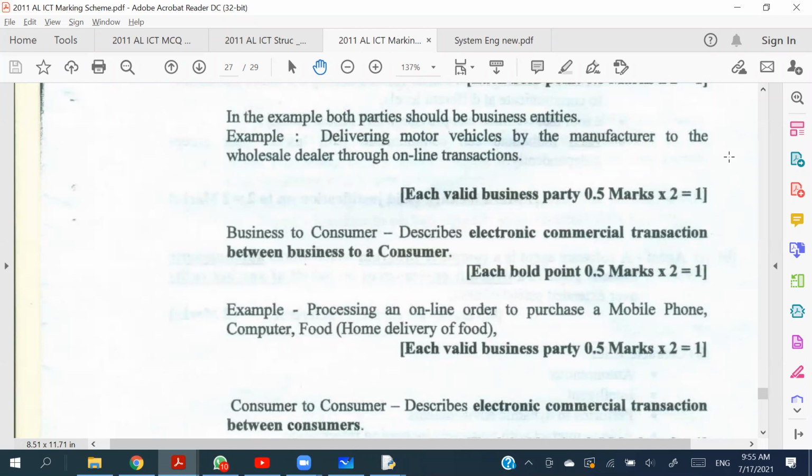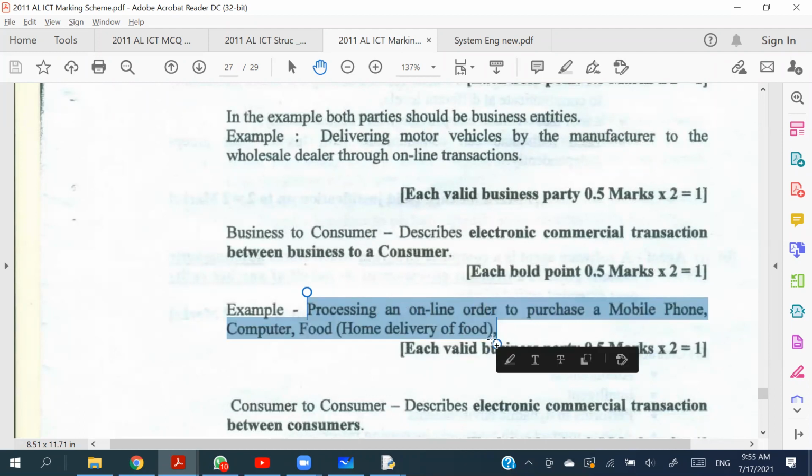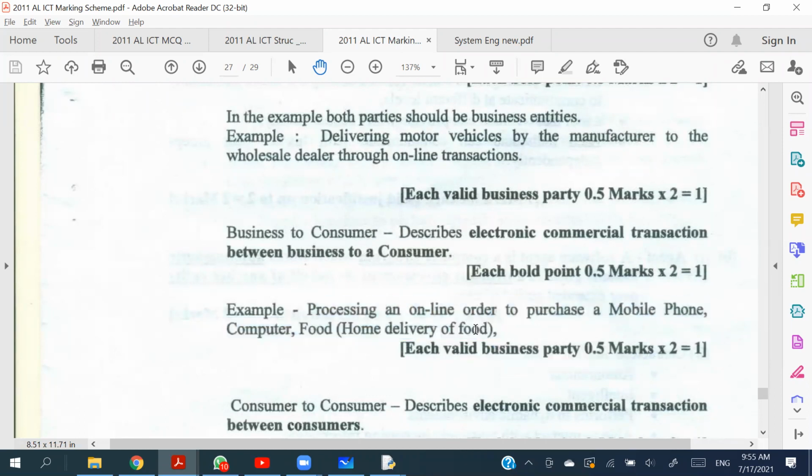This is a hint from the marks they have given; your answer cannot be incomplete. When giving marks, they give verbal instructions to search for these 3 facts. So you should say, processing an online order to purchase a mobile phone, then you should say a person ordering a mobile phone online from a mobile phone seller. That should be clarified clearly.